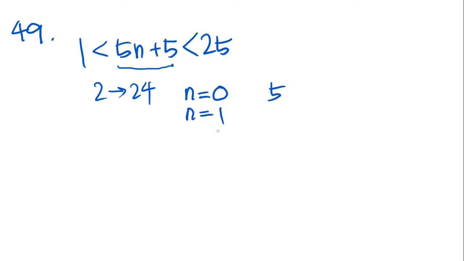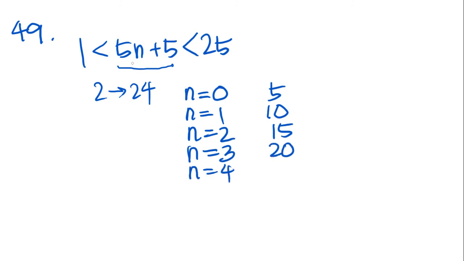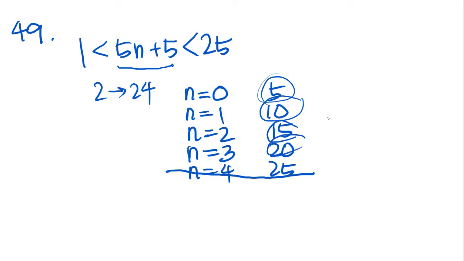If n equals 1, 5 plus 5 is 10. N equals 2, 5 times 2 is 10 plus 5 is 15. N equals 3, plus 5, that's 20. If n equals 4, let's see, 20 plus 5, 25. That is too big. So we know that there are 4 examples, or four different possibilities for n. And is that one of the choices? Yes, 4 is answer choice B.